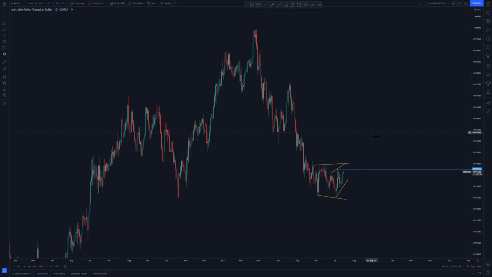So today I decided to do a midweek review just to show on which pairs we'll be focusing on for the remainder of the week. I'm going to start off with Australian dollar vs Canadian dollar.